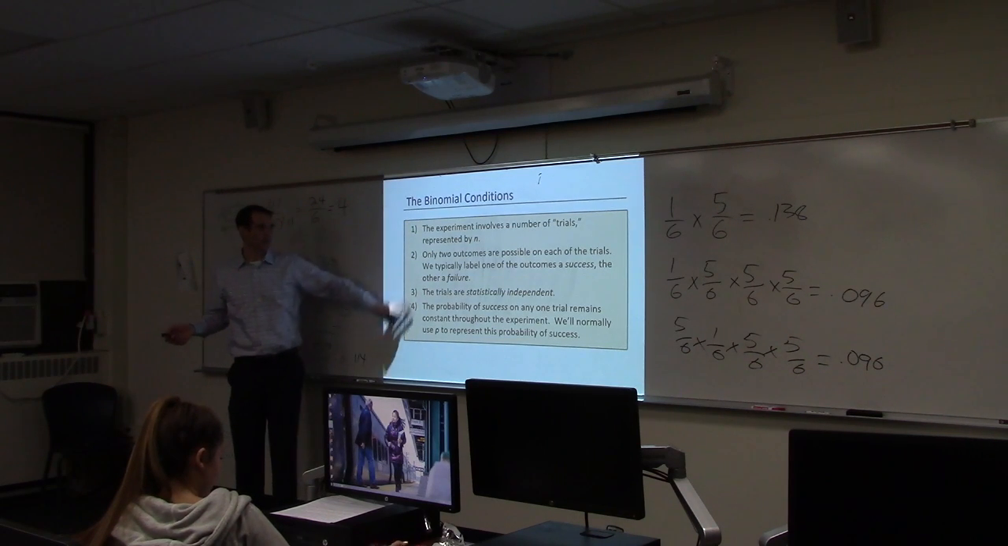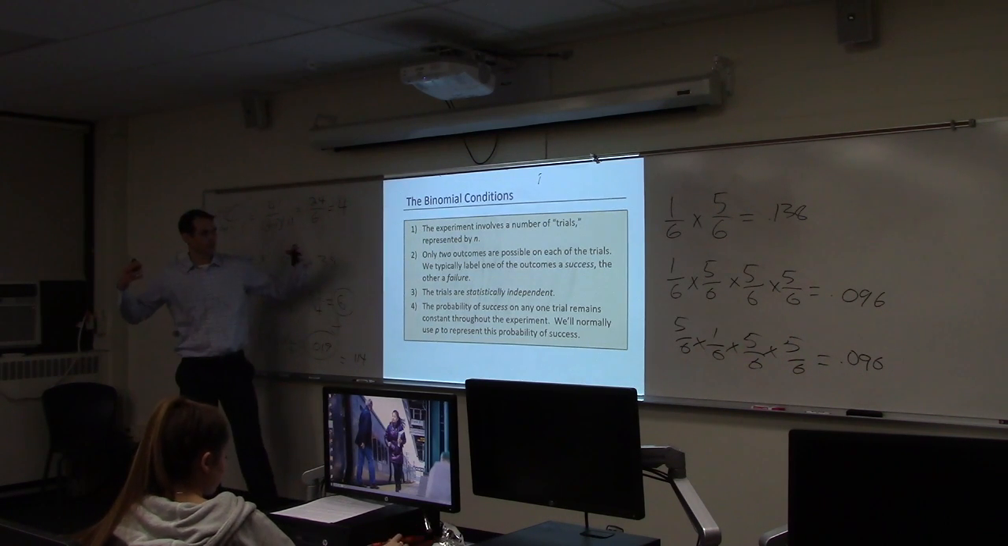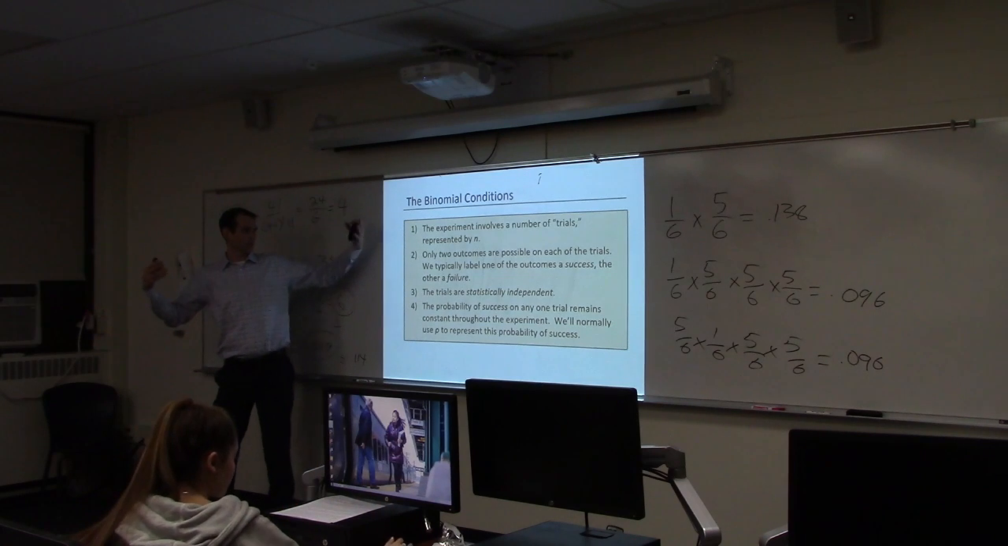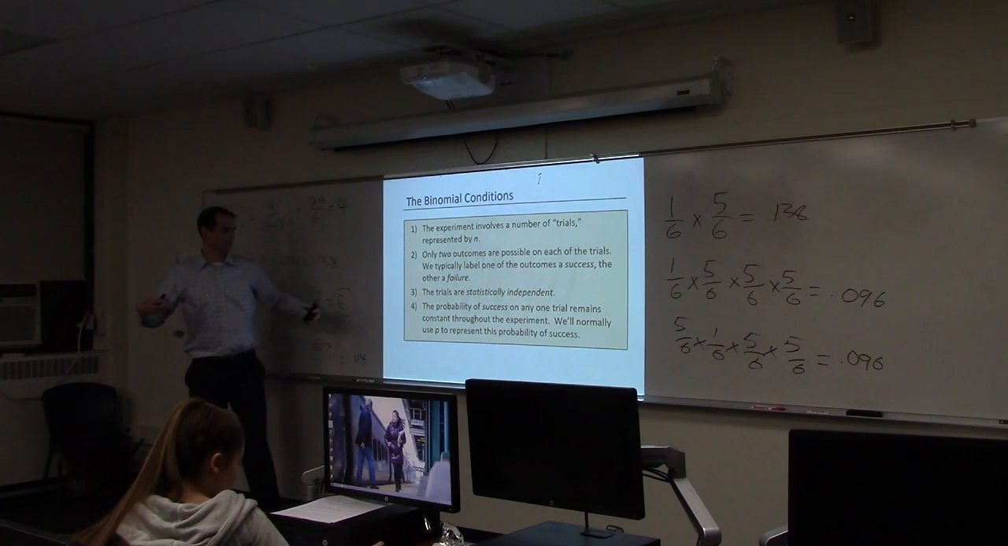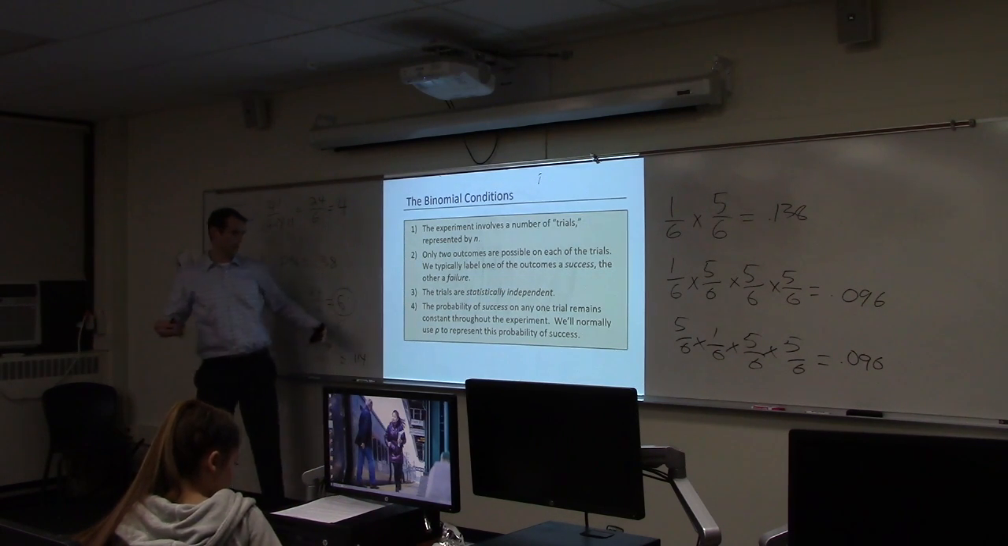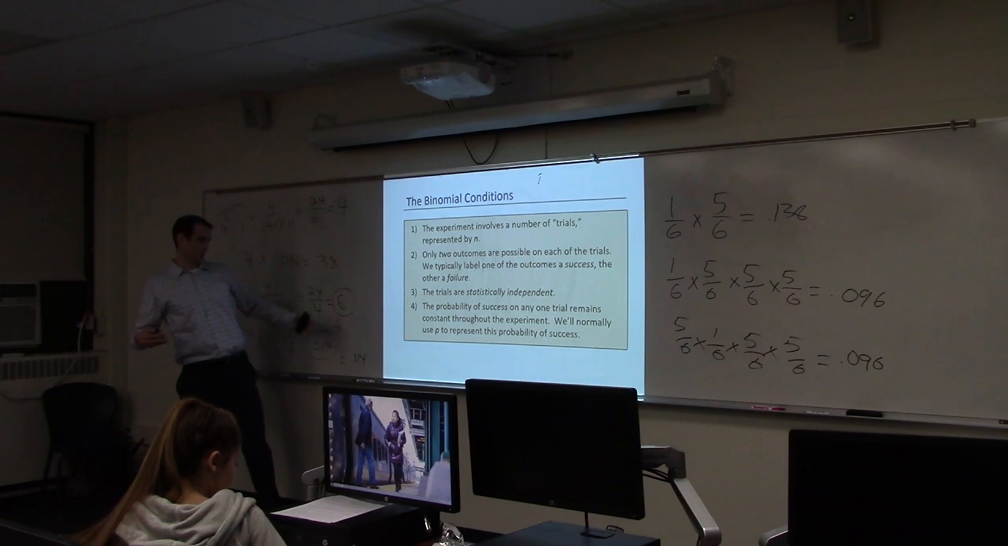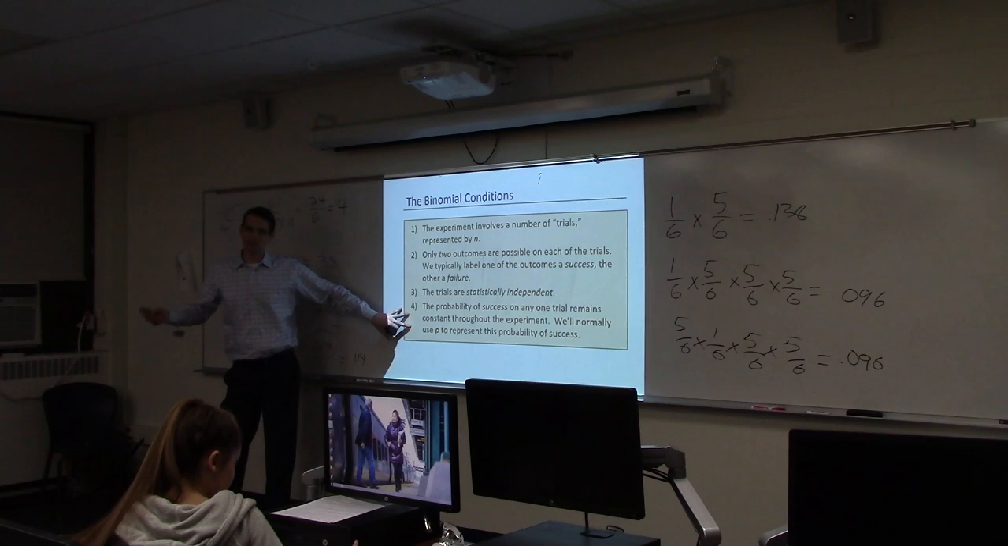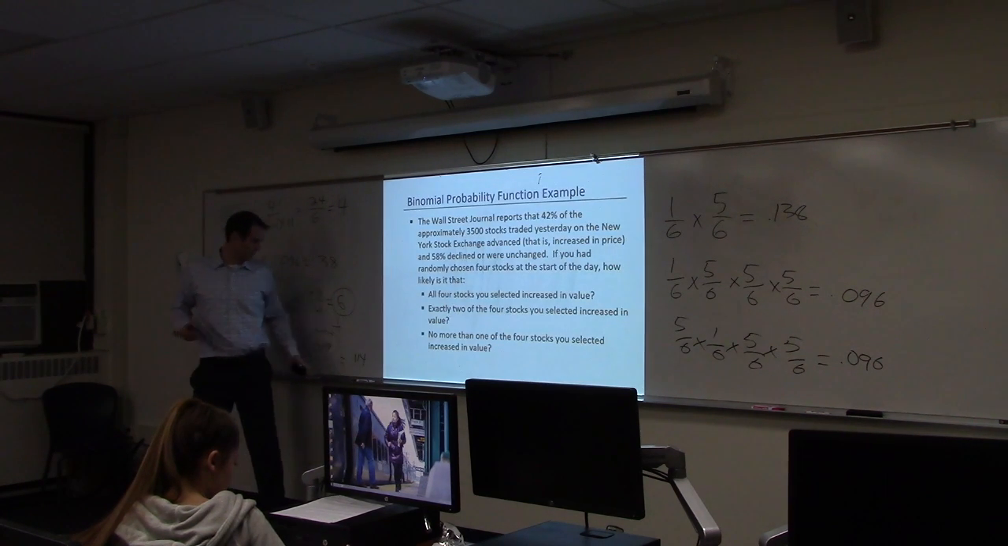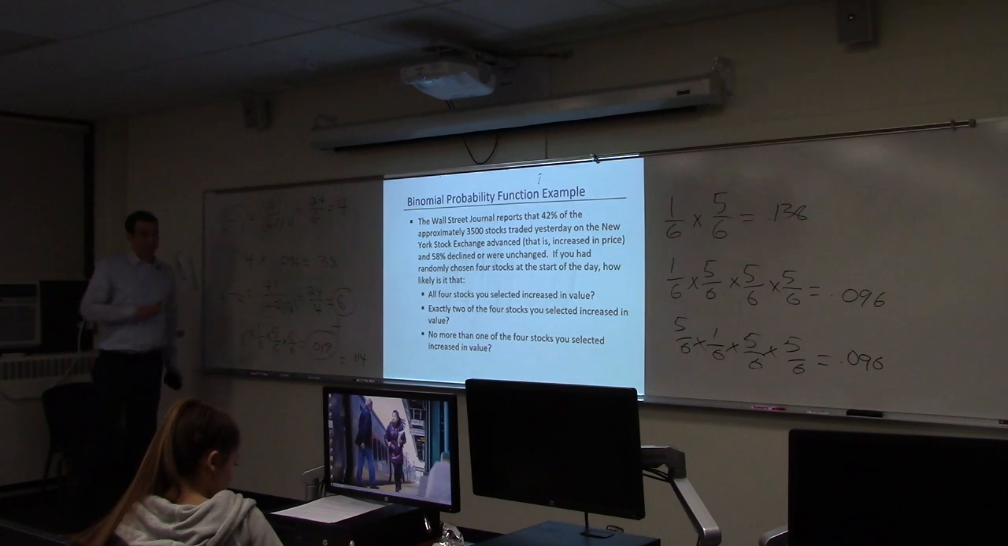Like I said, some footnotes, fine print: the number of trials, what we consider a success, assuming the trials are independent, and the probability of success, and then we assume the probability remains constant in all 4 rolls. Okay, let's do an example.